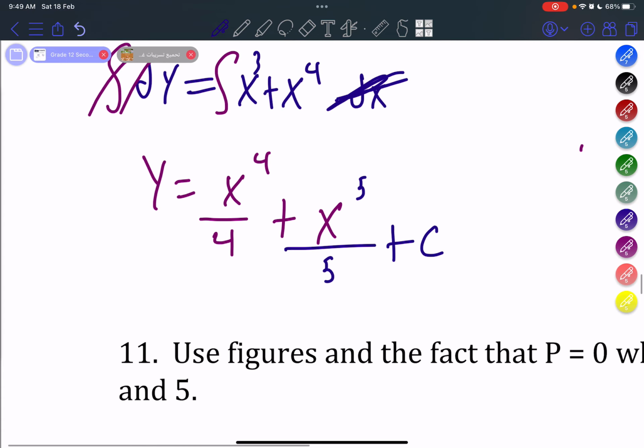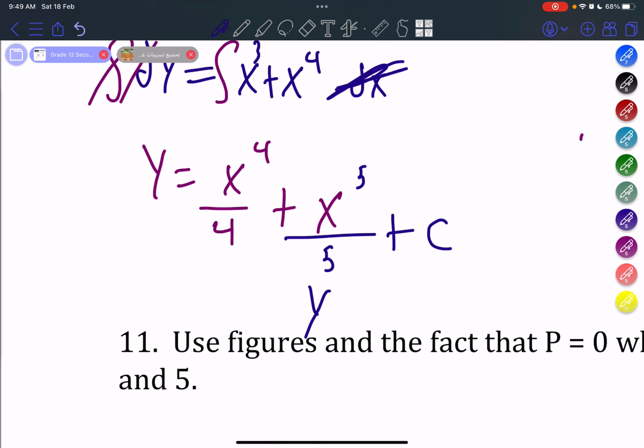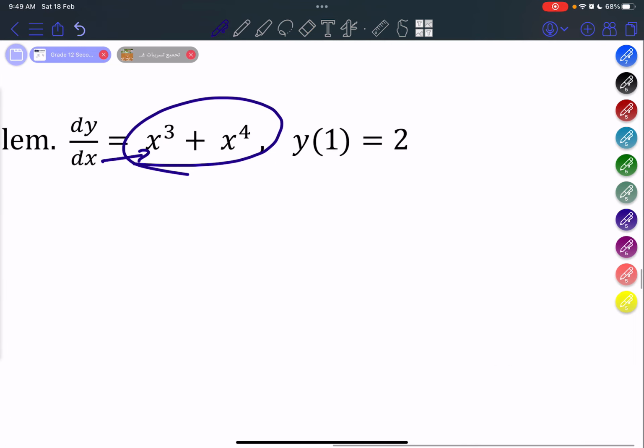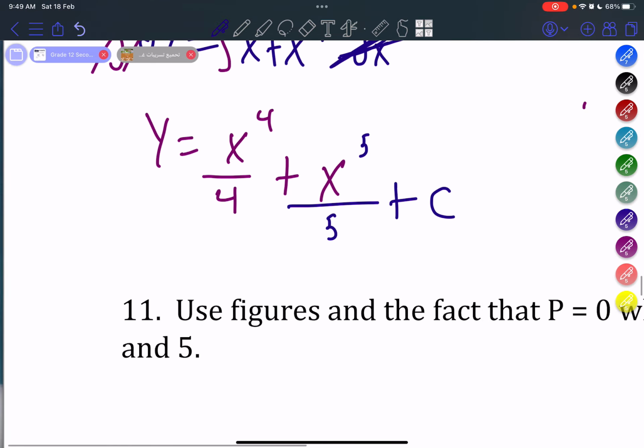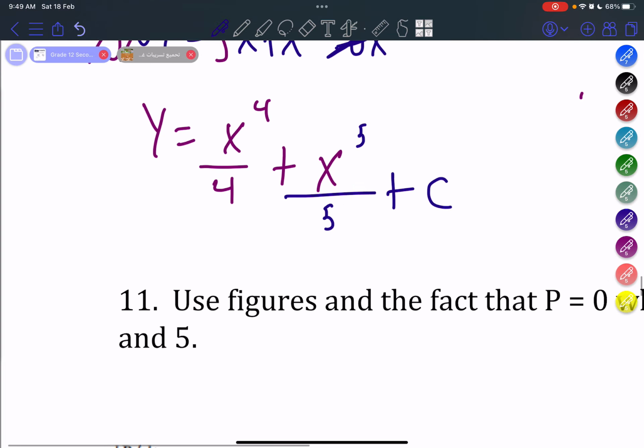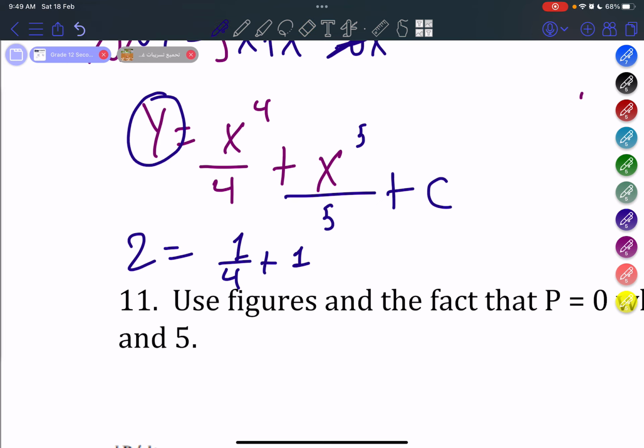Now we want to get the value of c. How do we get the value of c? Because now we have two different variables, y and x. If we had only x, then we could have managed it, but we have two. But then again, we remember that they've given us the value of y when x equals 1. So when x equals 1, y will equal 2. Hence, we can just substitute it in the equation. So 2 will equal 1 power 4, obviously 1 over 4, plus 1 power 5, obviously still 1 over 5, plus c.